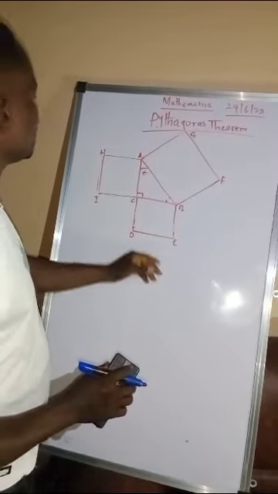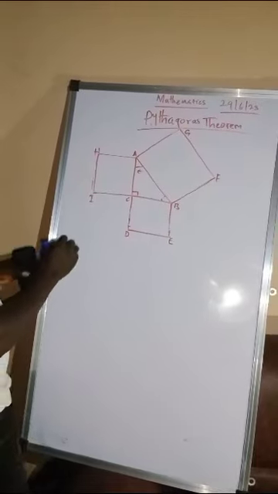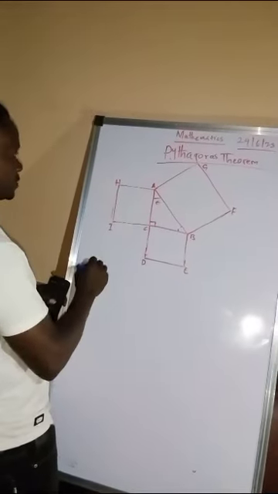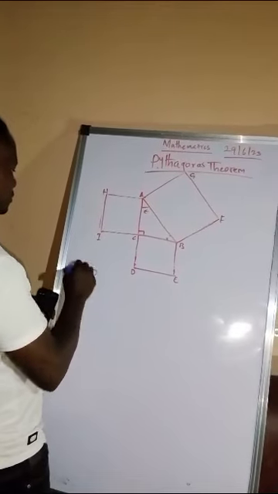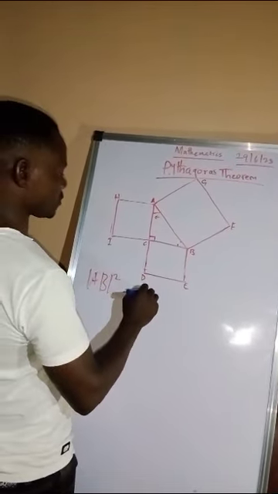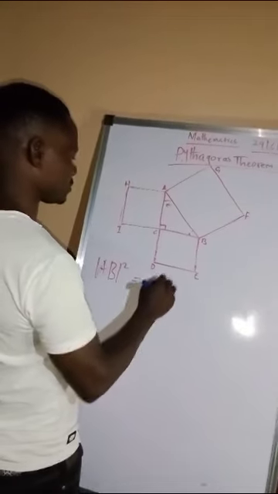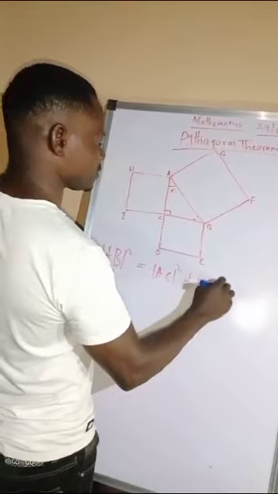BCDE is a square. AHIC is also a square. Mathematically, we have this side AB, the square of side AB equals to what? The square of side AC plus the square of side BC.